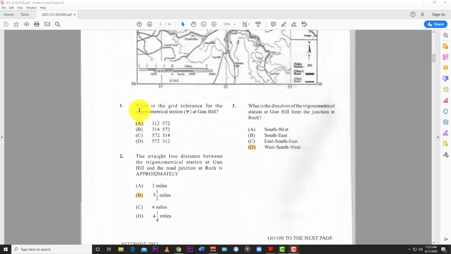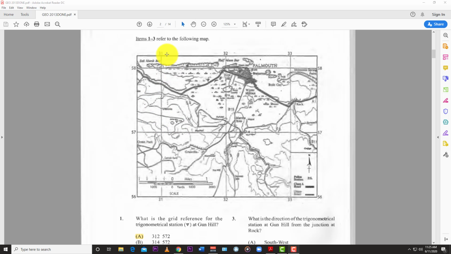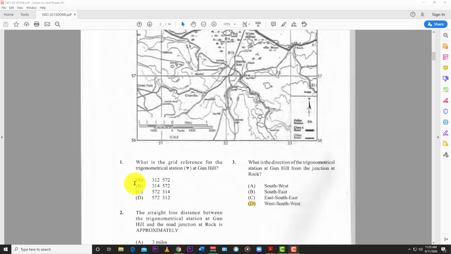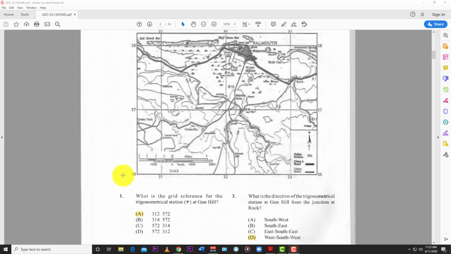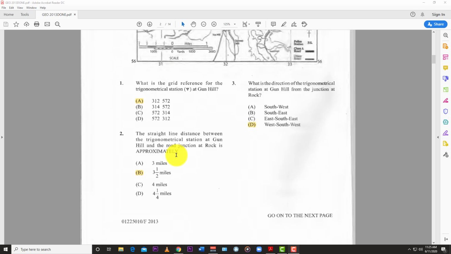Number 1, what is the grid reference for the trigonometrical station at Gun Hill? You can barely make out Gun Hill right here, and you can see the grid that it is in, this whole grid here. You have to do your estimation, and you see that it's A, 3, 1, 2 and 5, 7, 2. That's the grid reference for that station.